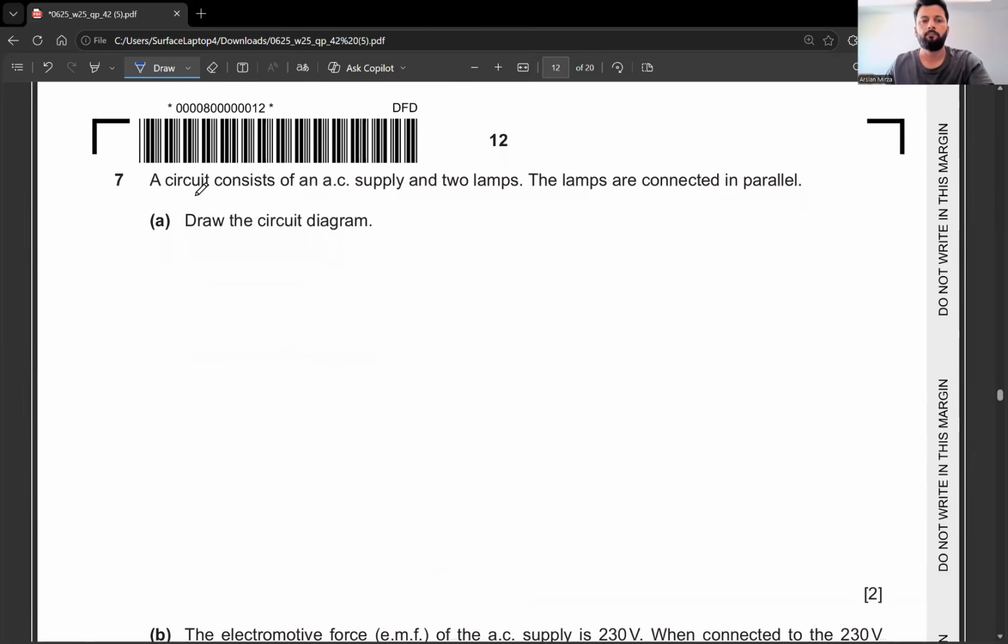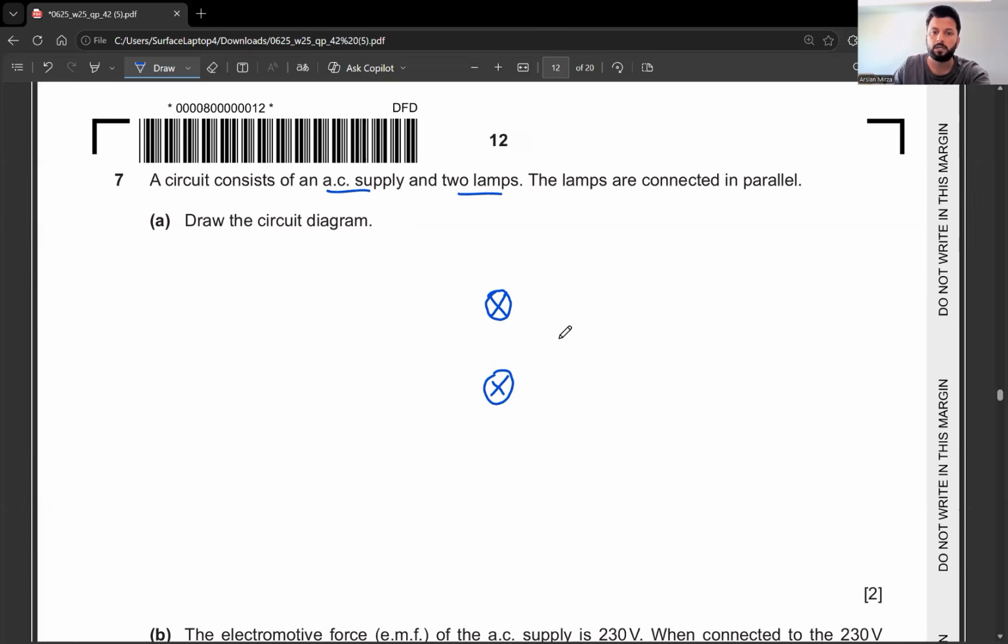Question number 7. A circuit consists of an AC supply and two lamps. The lamps are connected in parallel. So there are two types of circuits: series circuits and parallel circuits. Draw the circuit diagram. So you have to draw AC supply and two lamps. So I'm drawing one lamp here. What is the symbol of lamp? You will draw the cross and circle like this. And you will draw another one because of parallel.